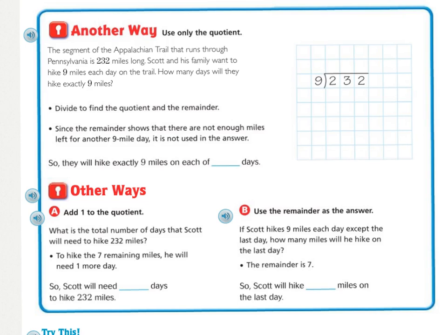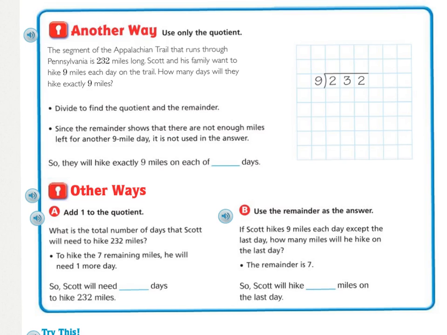Another way to answer a division problem is to use only the quotient. Our new story problem: the segment of the Appalachian Trail that runs through Pennsylvania is 232 miles long. Scott and his family want to hike 9 miles each day on the trail. How many days will they hike exactly 9 miles?